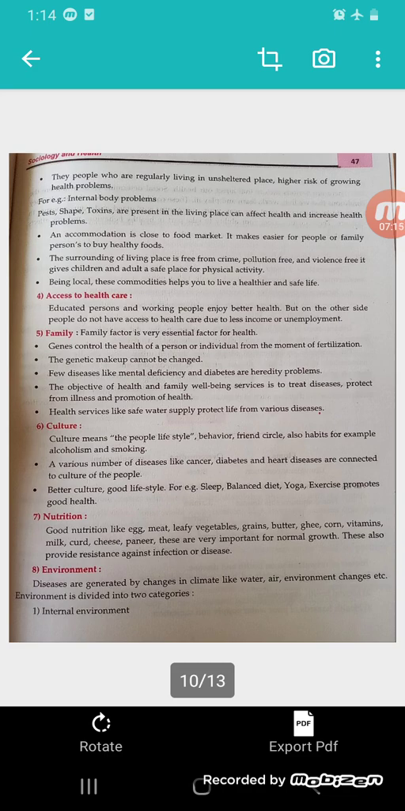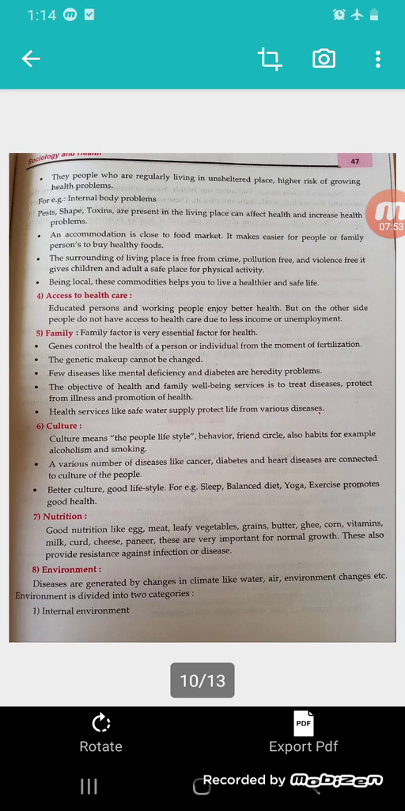And coming to culture now, culture is defined as the people's lifestyle, behavior, friend circle, also habits, that may be alcoholism or smoking. Various diseases like cancer, diabetes, and heart disease are connected to the culture of the people. Better culture, good lifestyle, and balanced diet.